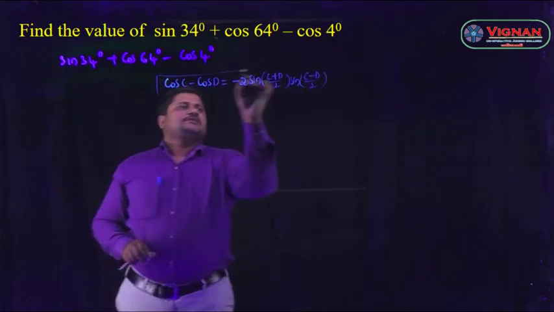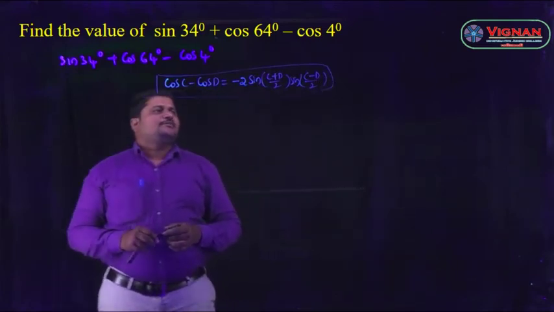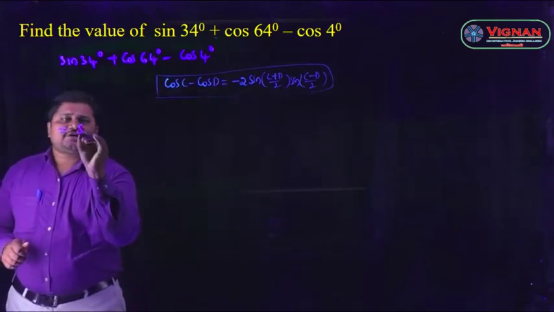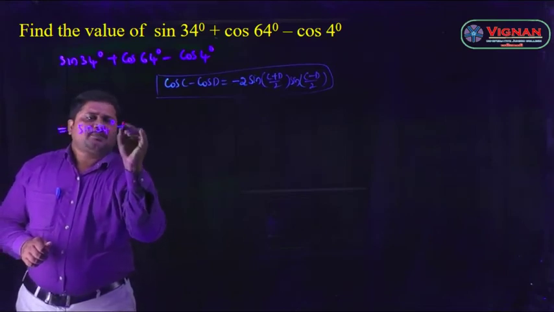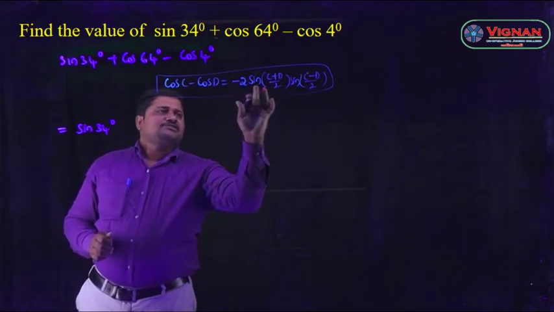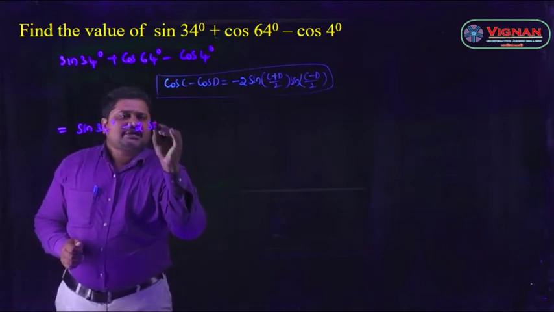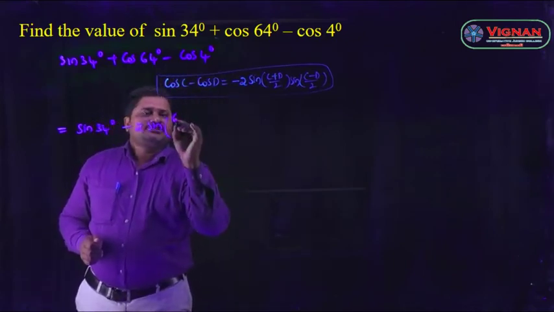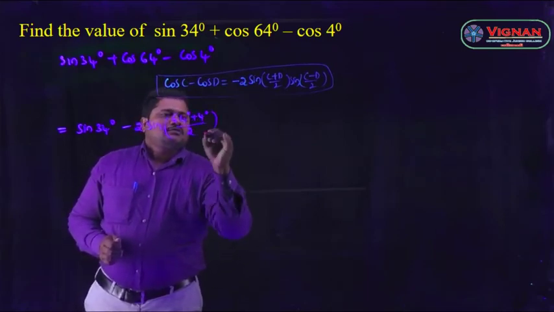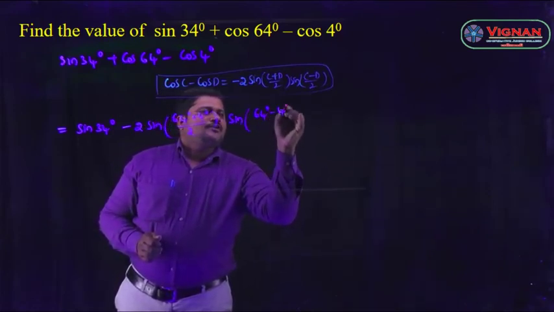The formula is cos C minus cos D is equal to minus 2 sin (C plus D) by 2 sin (C minus D) by 2. So then we can write sin 34 degrees plus cos C minus cos D, which is equal to minus 2 sin of (C plus D) by 2, that is (64 degrees plus 4 degrees) by 2, into sin of (64 degrees minus 4 degrees) by 2.